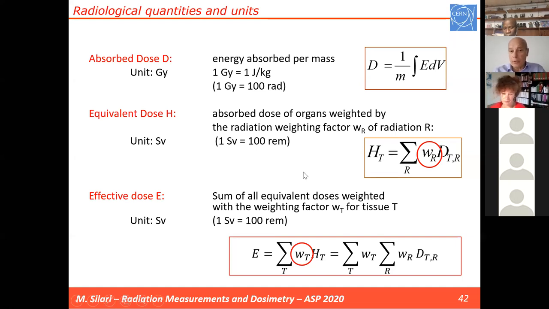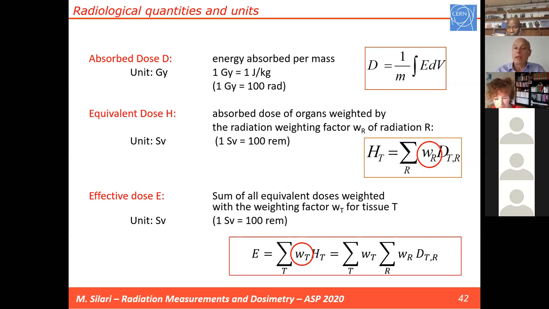The equivalent dose is a quantity that takes into account the more or less increased capability of a certain type of radiation to create damage. So it takes into account the absorbed dose in organs weighted by the radiation weighting factor of the radiation. First of all, you might have exposure to more than one radiation at the same time. A typical case is neutrons.